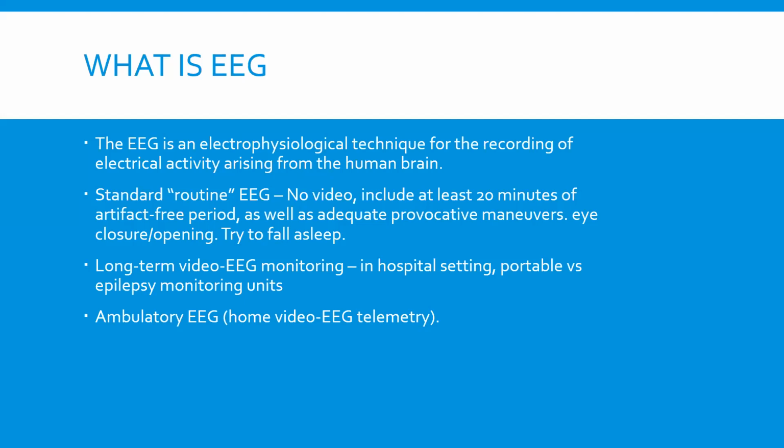Of course we have the routine, which is just 20 minutes of the EEG. And we sometimes try to do provocative maneuvers. We try to stimulate the patient with light, or try to get them to close their eyes and fall asleep. And then we have long-term monitoring with videos. I think that's the main difference between a routine and a long-term: the long-term has the video. And we also have ambulatory EEGs where patients can take them home and do the take-home test as well.